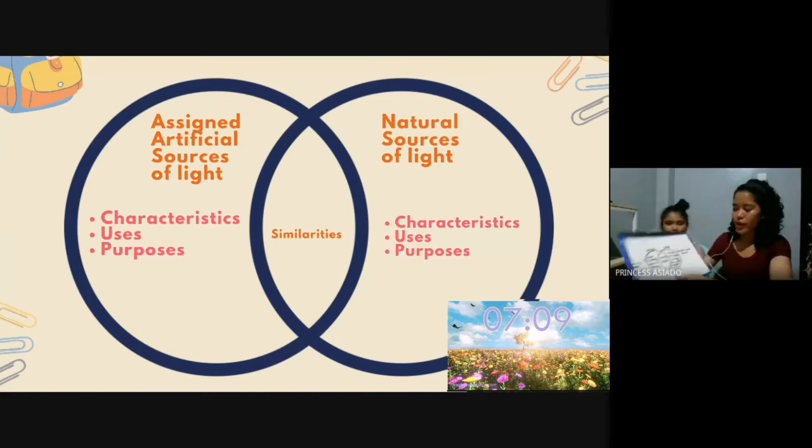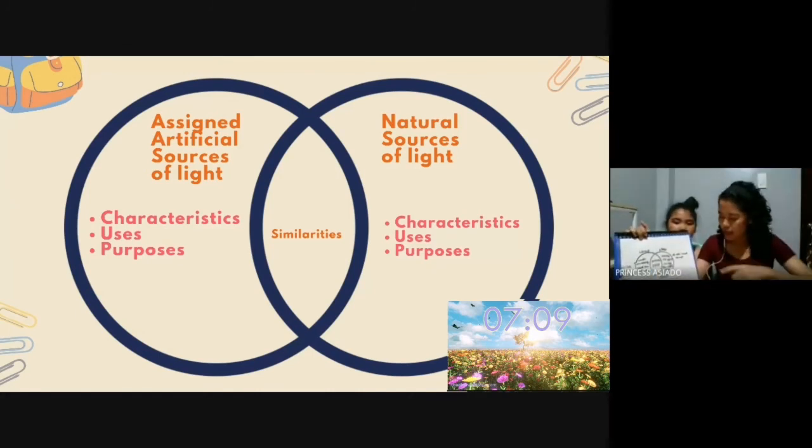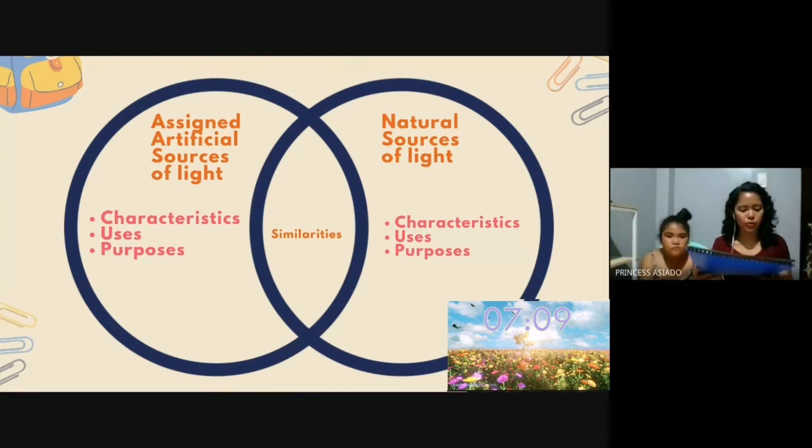Teacher, we have here the lamp and the star. We use the star for natural light. So in the lamp, we wrote here that it can be used during night and daytime with the help of electricity. While the star only appears at night and does not need electricity. In the lamp again, we wrote that it is used in studying, while the star can help night travelers to see at night. Then their similarity is they both produce light. That's all, teacher.